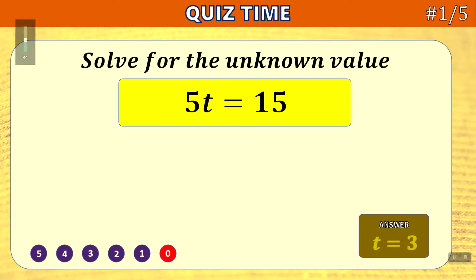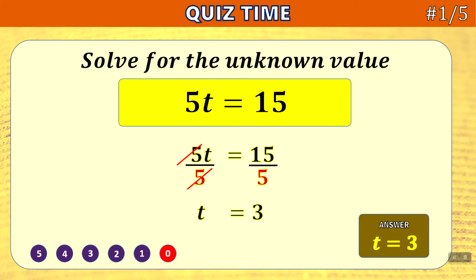Time's up. T is equal to 3. How did we get that? If 5t equals 15, we have to divide both sides by 5 to cancel the 5's, and that leaves us with t is equal to 3.